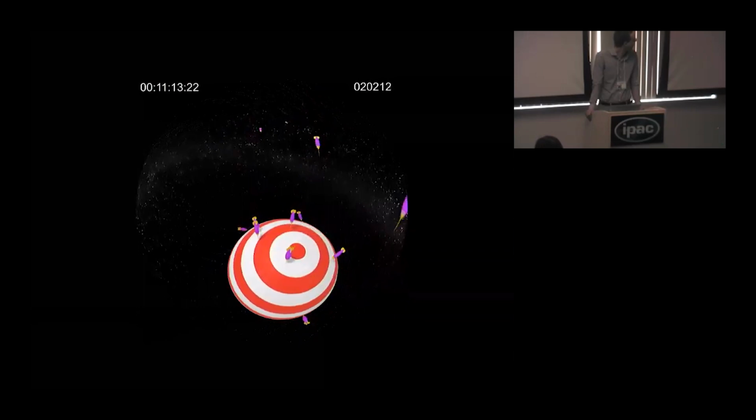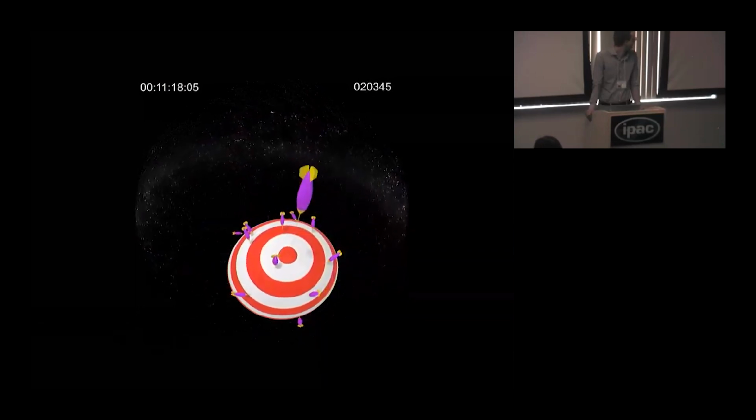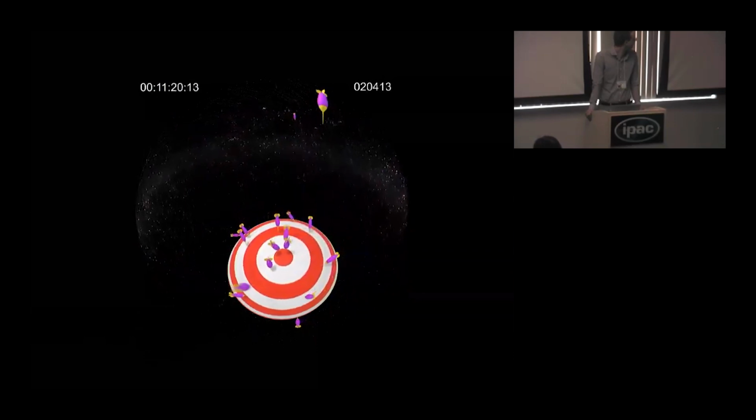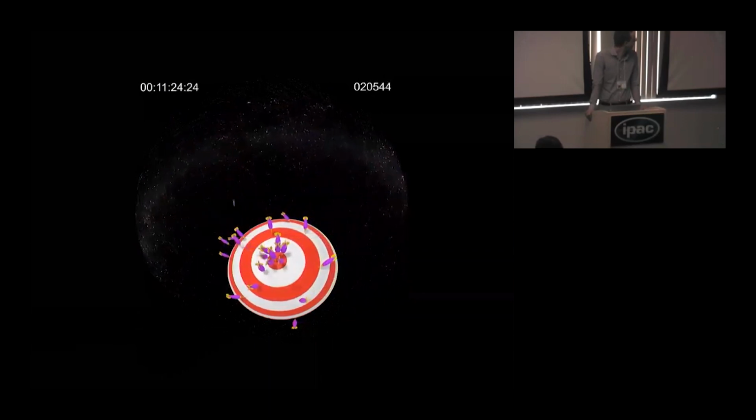Each dart you see represents a single mission to Mars. Notice how many throws fail completely. Over time, though, we start to figure out the right technique, and by the 2000s, we're finally hitting more than we miss.